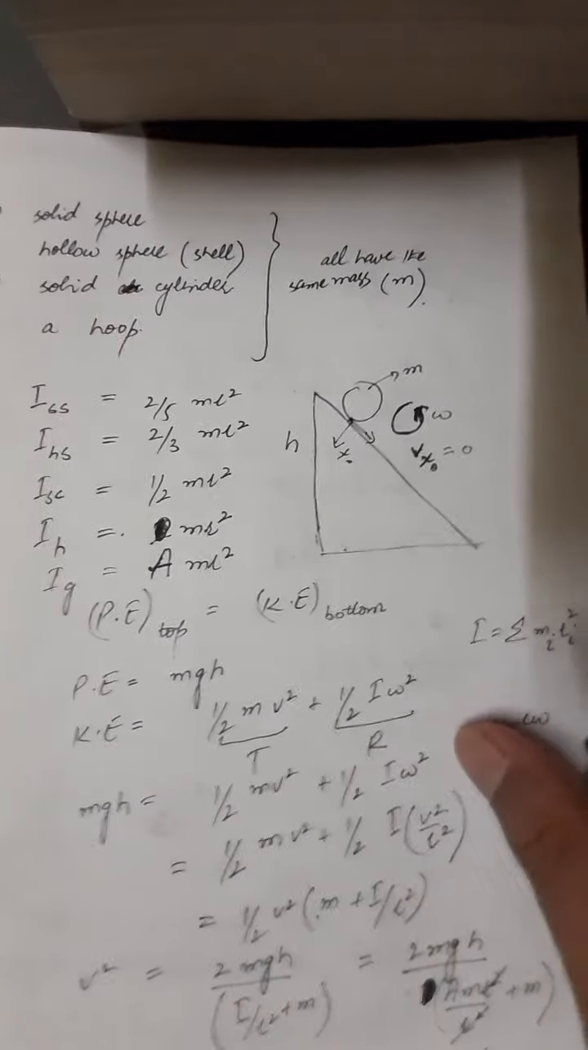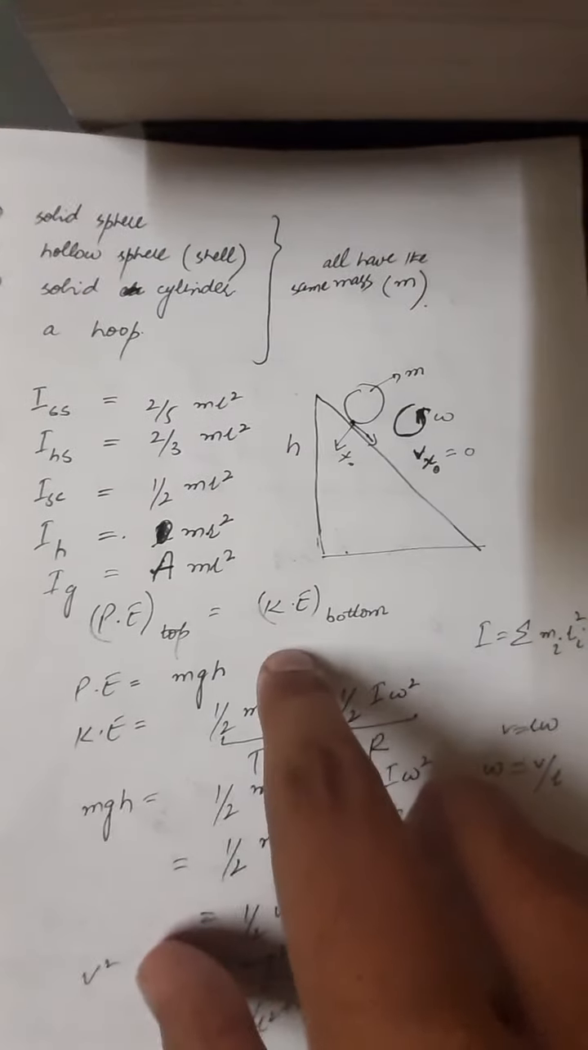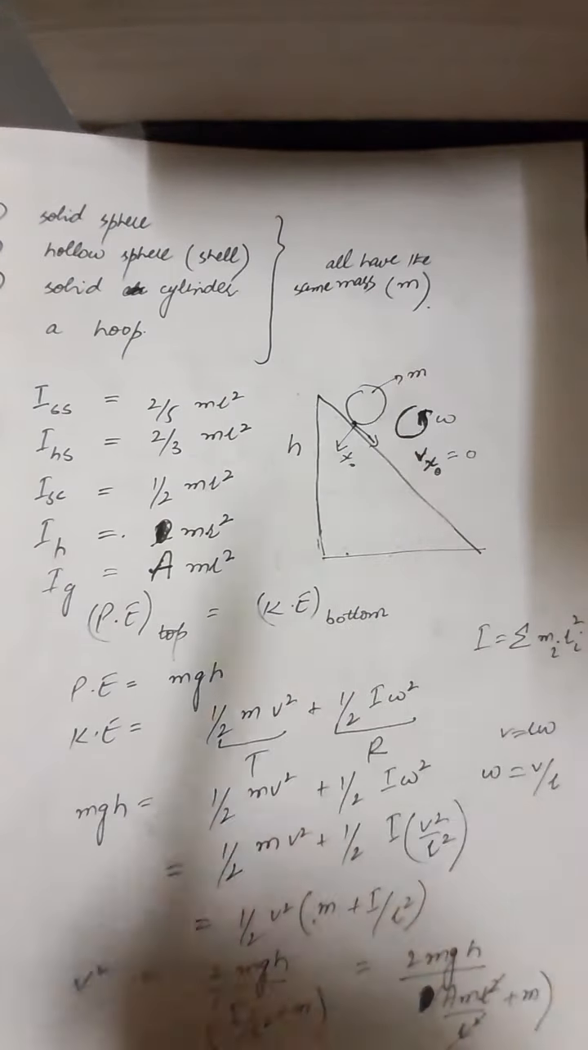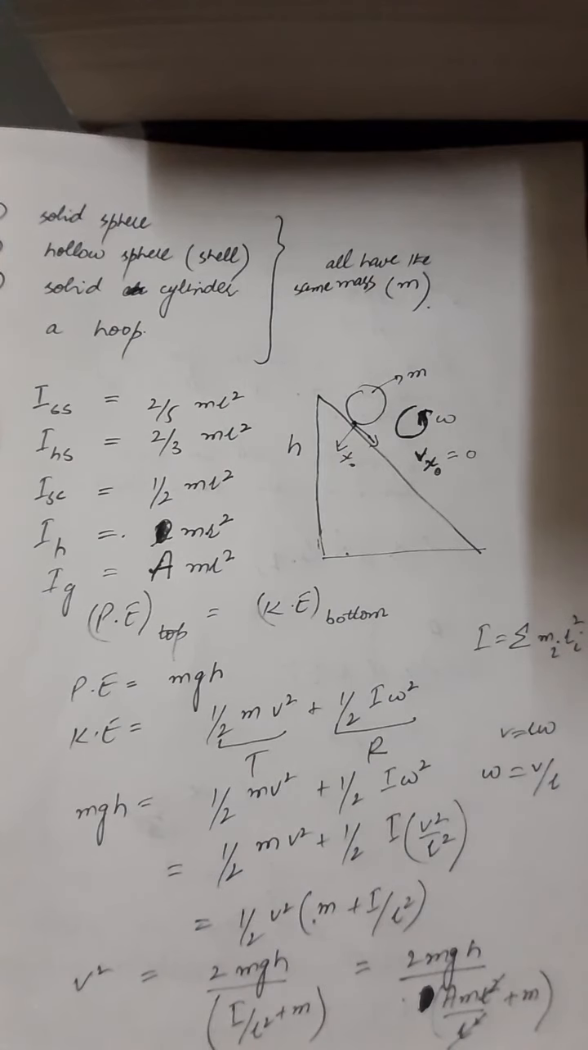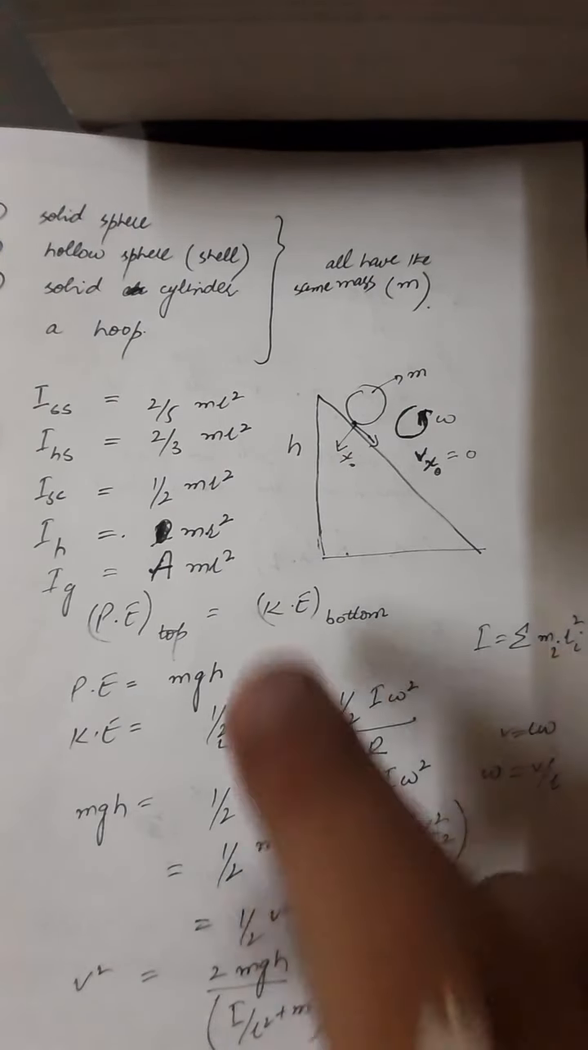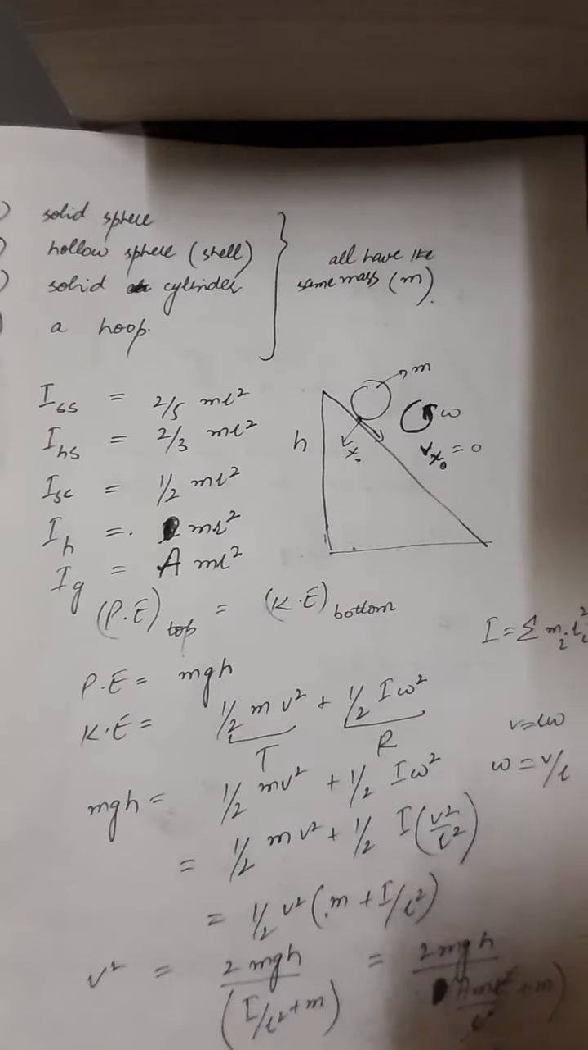Okay, now this is a problem where we have to find which object gets to the bottom of the inclined plane in the least amount of time. We have given around 4 objects. We have a solid sphere, a hollow sphere, spherical shell, a solid cylinder, and a hoop. The good thing about this problem is that they all have the same mass, which makes the problem a whole lot easier for us to solve.